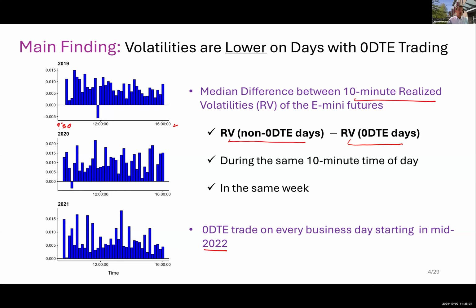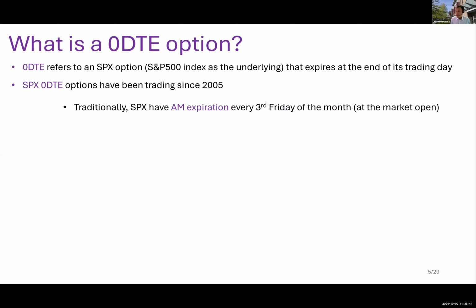And we confirm this using the cash index, and it shows almost identical results. Now, what is a zero DTE option and how has it developed in this market? Understanding this is quite important for showing our identification strategy. What we refer to as zero DTE here is just an SPX option, an S&P 500 index option, that expires at the end of its trading day.